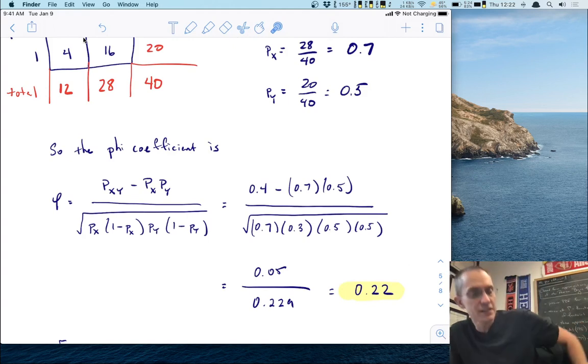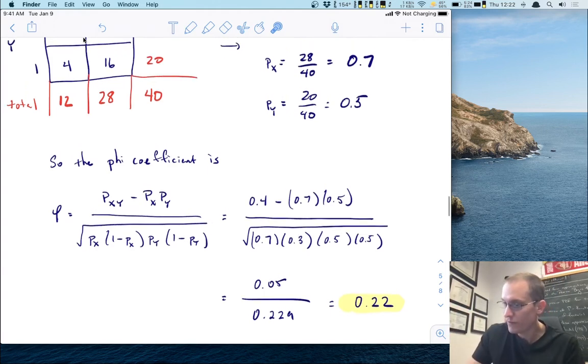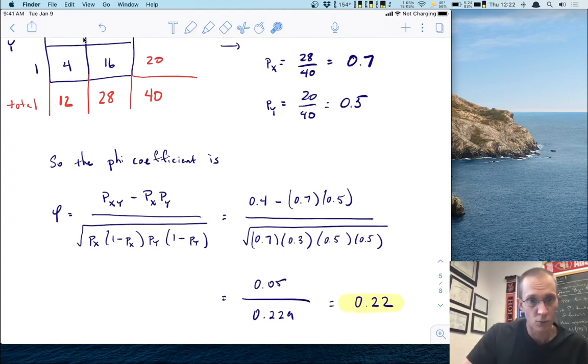So this is a positive relationship. So as scores on X increase, so do Y. It's a pretty small one. Anything down in the 0.3 or below is a pretty small correlation. But that's it. That's what the phi coefficient is. It's interpreted exactly the same as the Pearson correlation. It's just a different type of correlation for specific types of data.